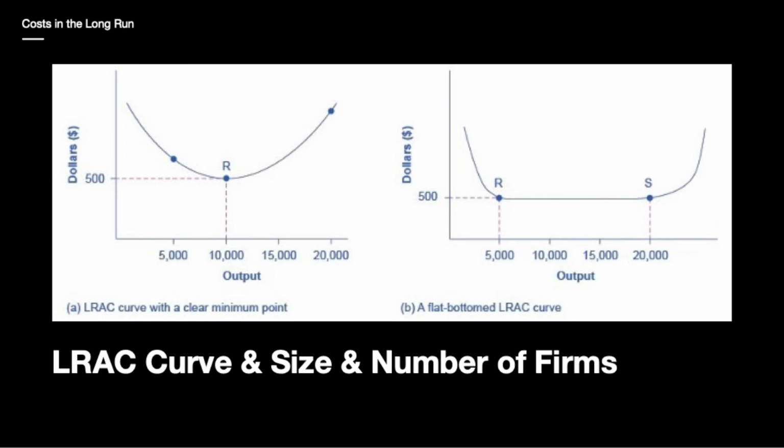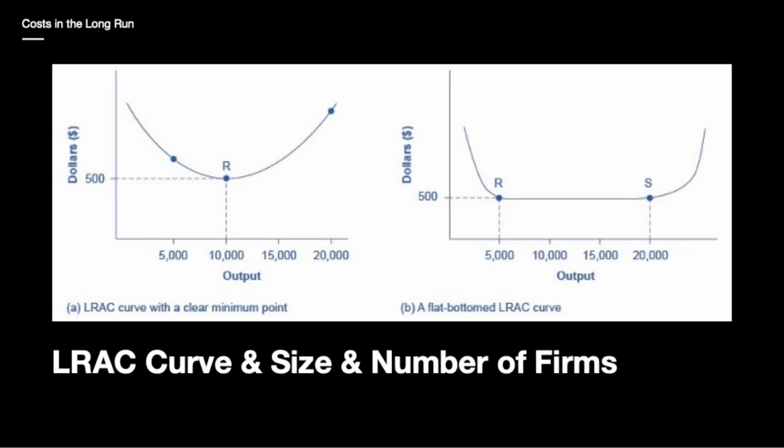For figure A, low-cost firms will produce at output level R. When the long-run average cost curve has a clear minimum point, then any firm producing at a different quantity will have higher costs. In this case, a firm producing at a quantity of 10,000 will produce at a lower average cost than a firm producing 5,000 or 20,000.